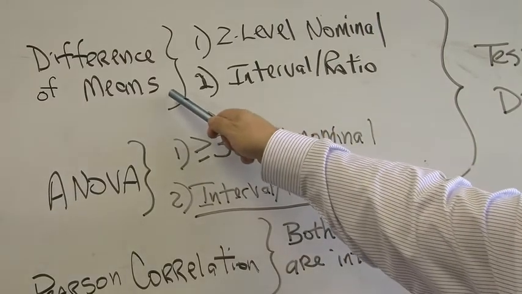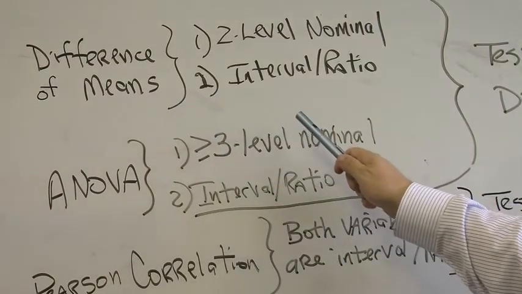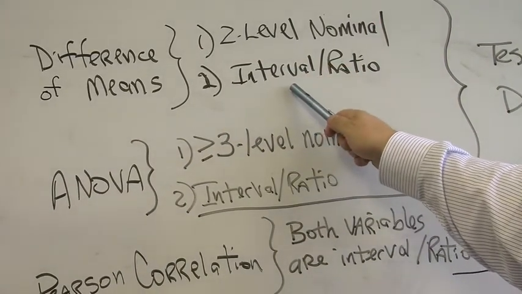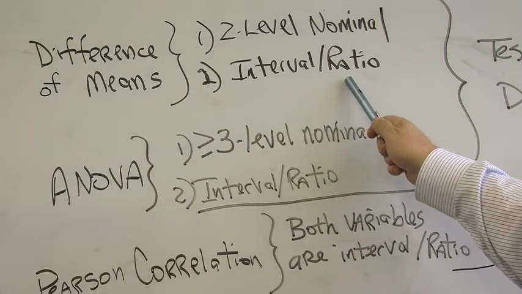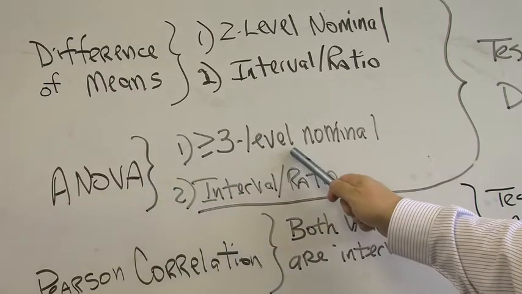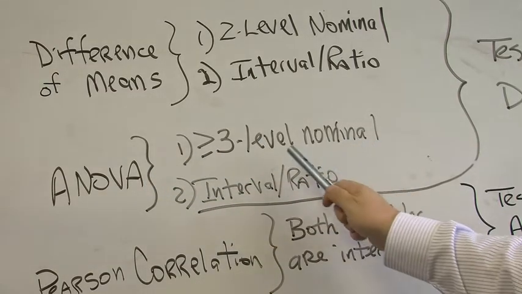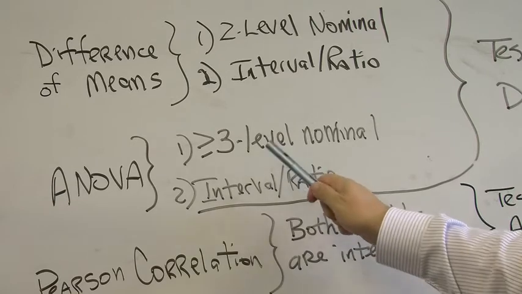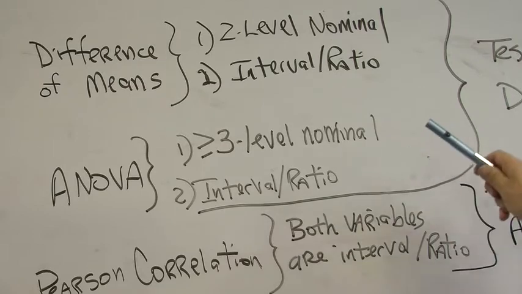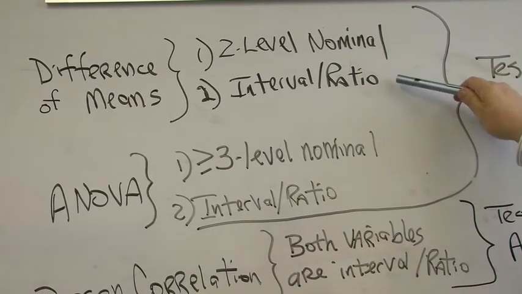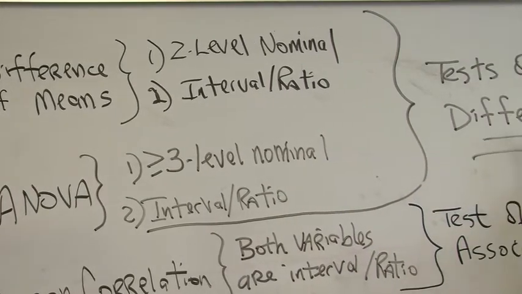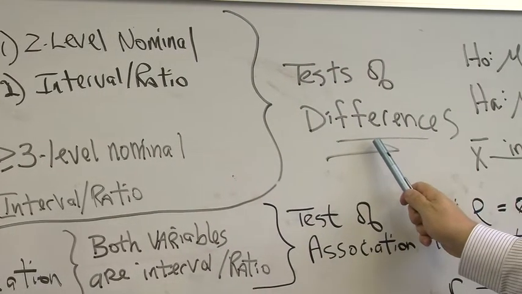So when we do the difference of means test, we're actually working with two variables, a two-level nominal variable and then a variable that's either interval or ratio, okay? When we do ANOVA, we're working with a nominal variable that's three or more levels, and then the second variable is interval or ratio. And the way I want to now frame the difference of means test and ANOVA is I want you to begin to think of those as tests of differences, okay?